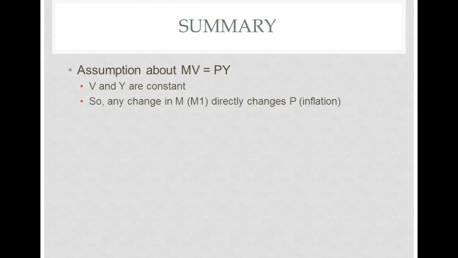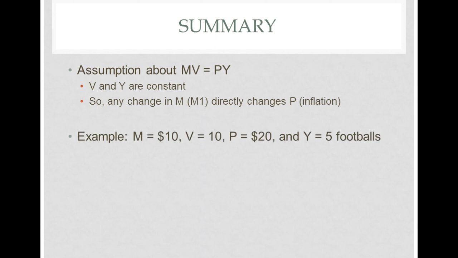It says that essentially, if we knock V and Y out of the way because they never change, it means that M, or any change in M, has to very directly lead to changes in P, or changes in M1 directly lead to changes in inflation. And again, that's what the people who believe in the quantity theory of money believe.